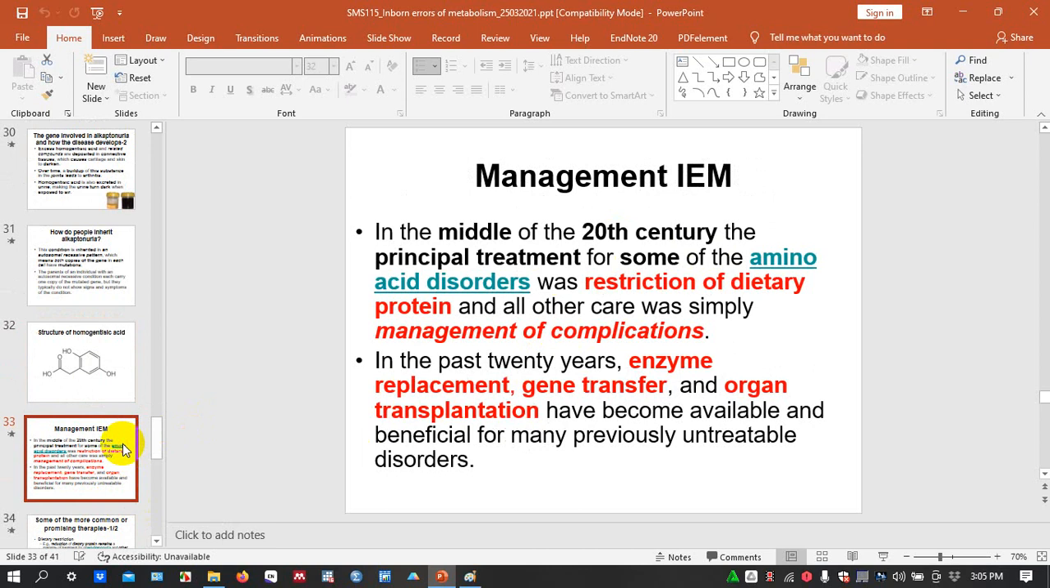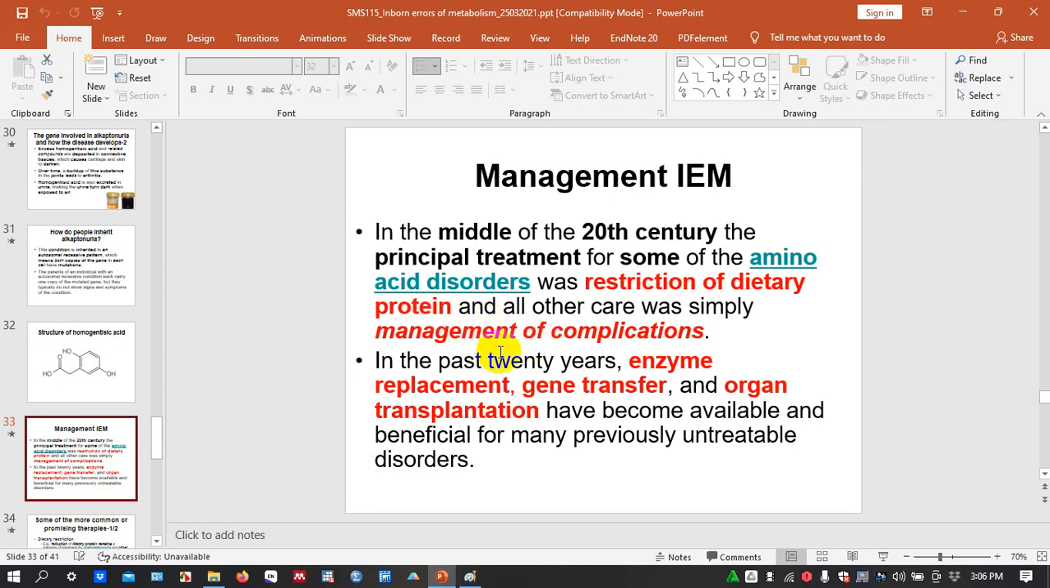How is this condition managed? How are IEMs or inborn errors of metabolism managed? In the middle of the 20th century, the principal treatment for some of the amino acid disorders was restriction of dietary protein, and all other care was simply management of complications. Restriction meaning that you don't give such a person having that gene defect a diet that contains those amino acids, because they cannot be metabolized.